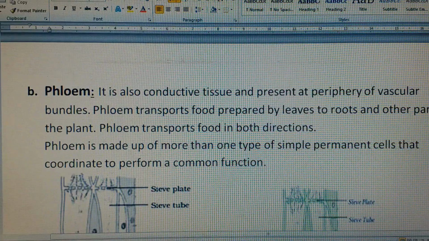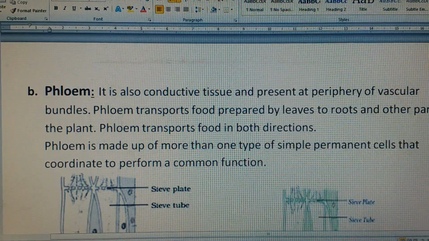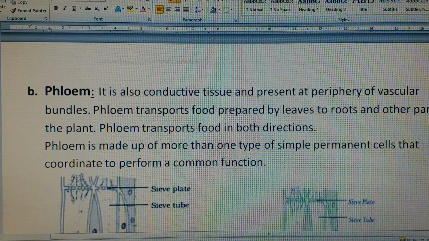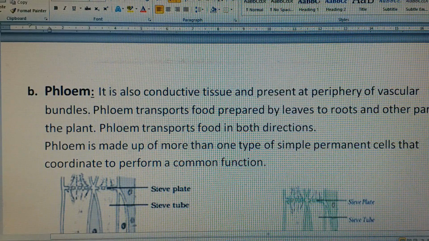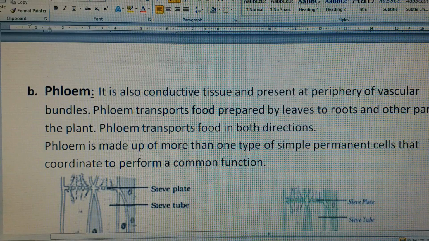Now it comes to another tissue, the phloem. Phloem is also a conductive tissue, because it has to transport the food prepared by the leaves to various parts of the plant. And its specialty is that the phloem is present at the periphery of the vascular bundle, on the outer side of the vascular bundle.